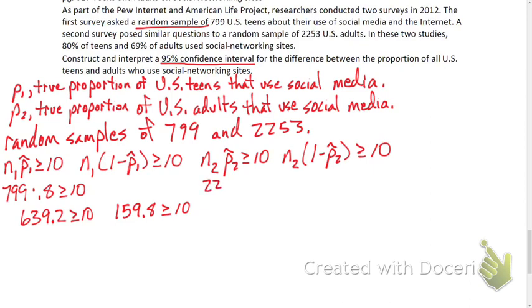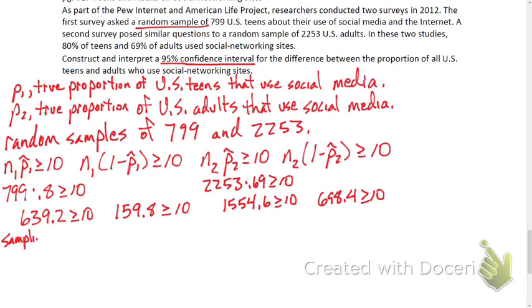So we go 2253 times 0.69, and we get 1554.6, and the complement of that is 698.4. Both are large. So the sampling distribution is approximately normal.